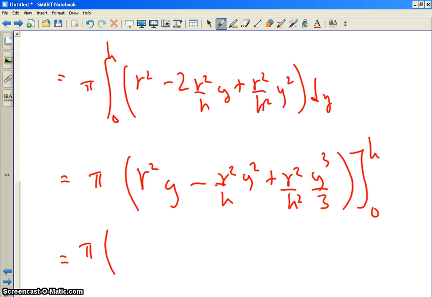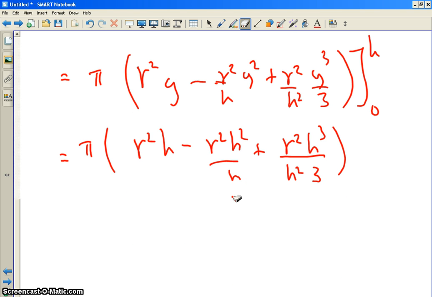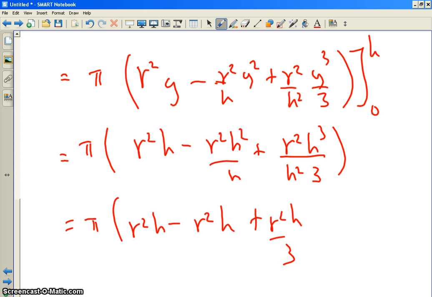Well, let's see. Pi times r squared h minus r squared h squared over h plus r squared h cubed over h squared, cubed over 3, sorry. Well, apparently that's the volume of a cone. But we can simplify it, can't we? Let's see. How are we going to simplify this? Well, h into h squared is what? H. So we get pi r squared h minus r squared h. Oh, that's convenient. And h squared into h cubed is h plus r squared h over 3.